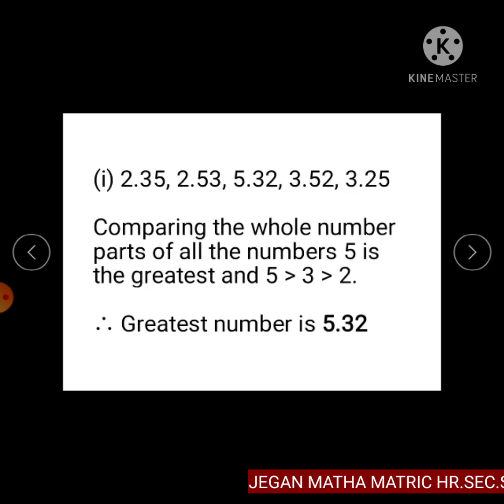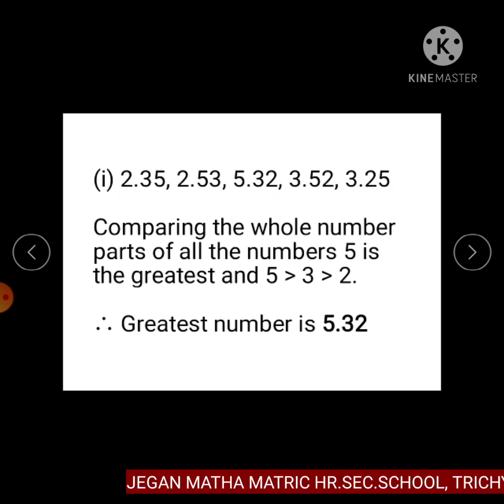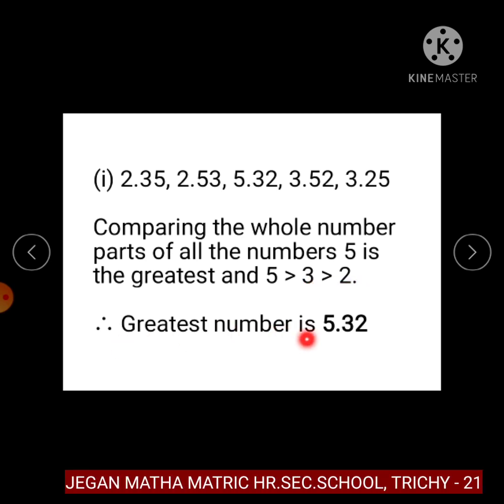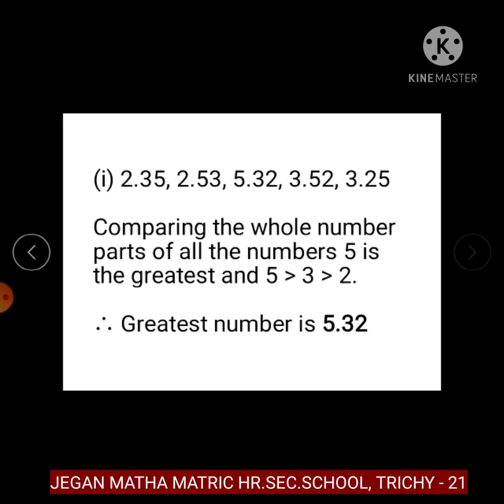Subdivision 1. 2.35, 2.53, 5.32, 3.52 and 3.25 are the given numbers. First, we compare the whole number parts of all the numbers. Among the 5 numbers, 5 is greater than 3, which is greater than 2. So, the greatest number is 5.32.